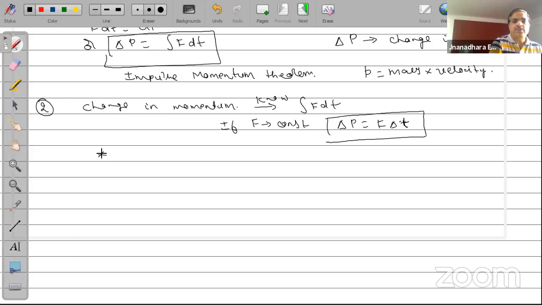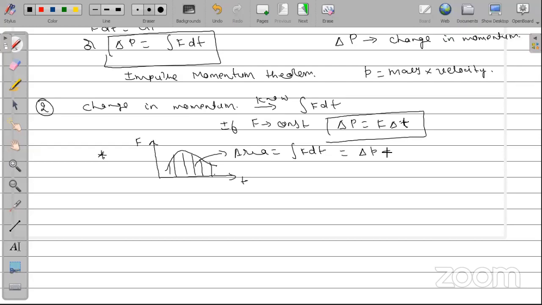It becomes a very simple expression if F is constant. Here, a point to be noted is if I have a plot of force versus time, F versus t, something like this, then the area under this curve will always give me integral F dt. So the area under this curve gives me delta p, which is the change in momentum.